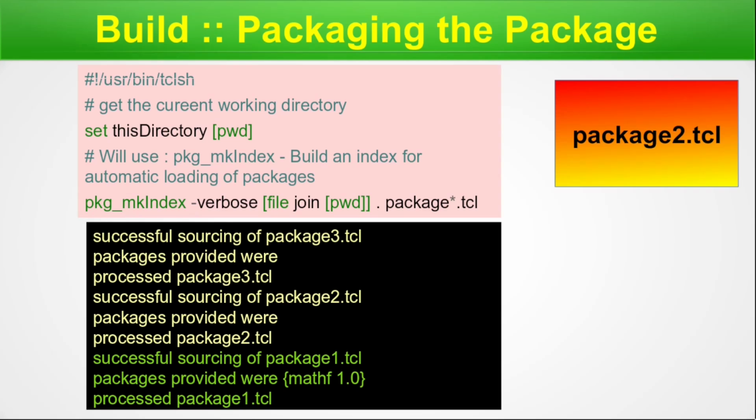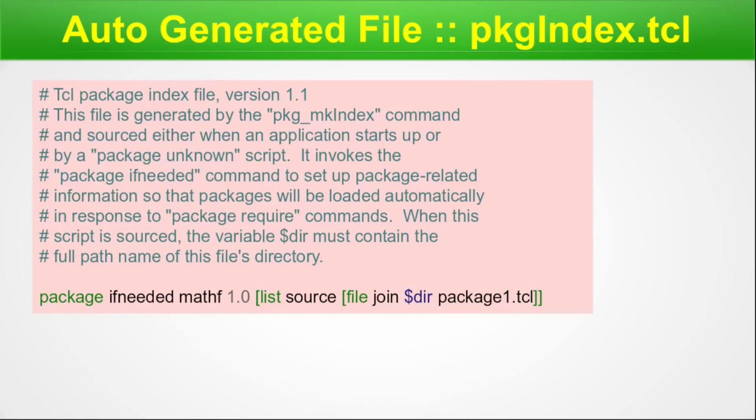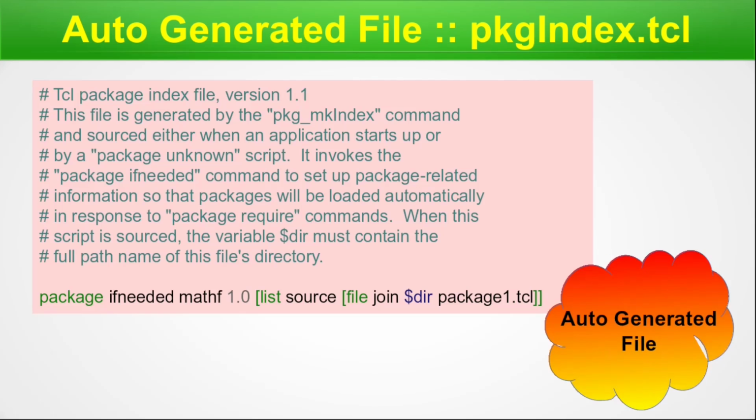On this side we have done the build. Now as a build will come with a new Tcl file, let's see it. Auto-generated file, pkgIndex.tcl. So here is the file. It is auto-generated, so I have just displayed it at once. And also you have to remember this is the auto-generated file. That means it is generated by package mkindex. So what is written here?